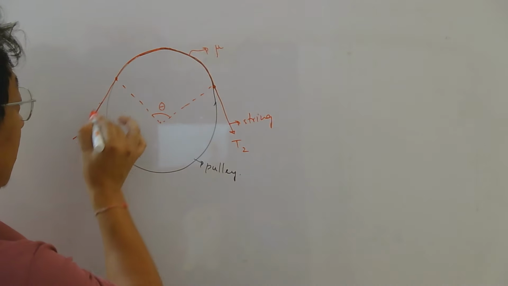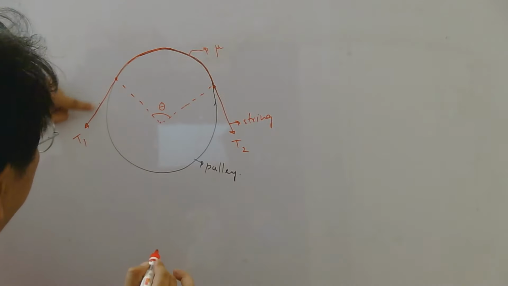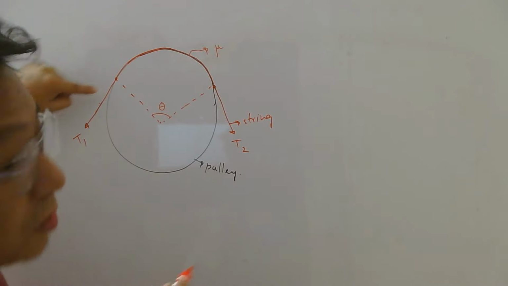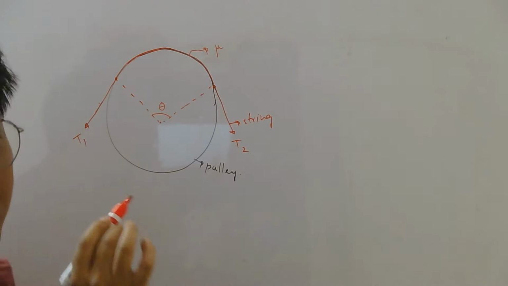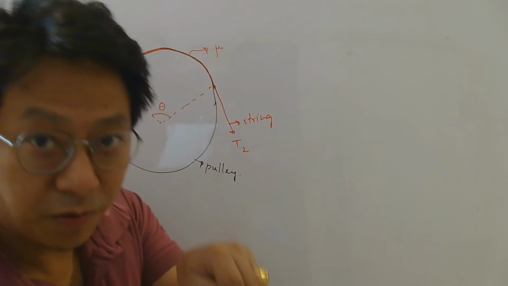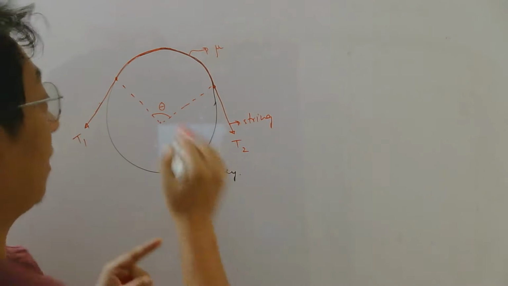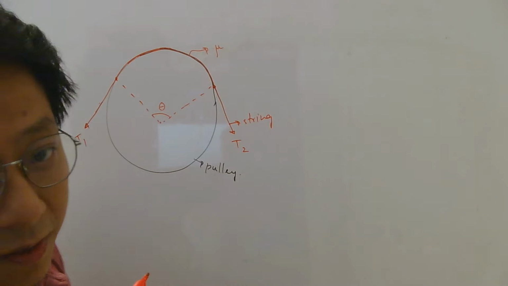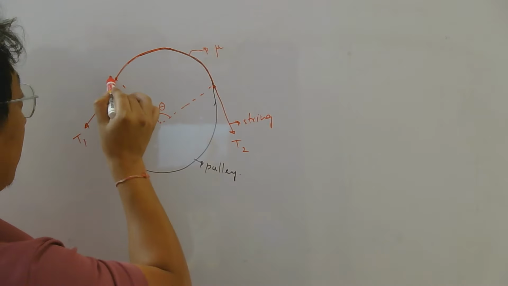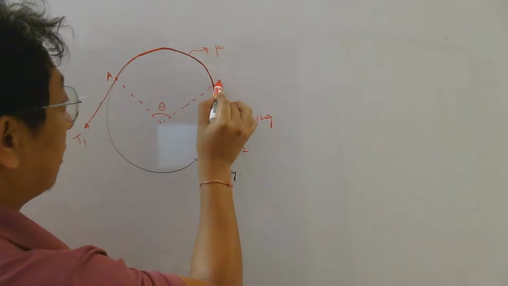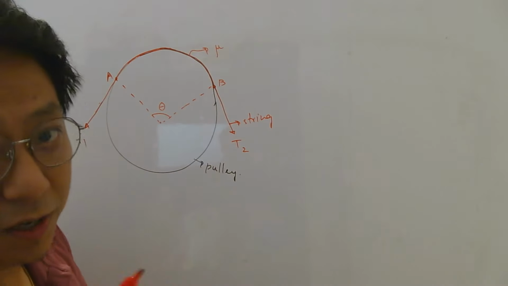In this part, there will be no change in tension because here there is no friction, because this string is not in contact with the pulley. So wherever the string is in contact with the pulley, because of friction, tension will vary as you move along the string. So how to find the relation between the tension at point A and the tension at point B? Let us try to think.